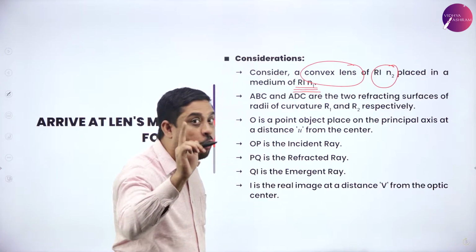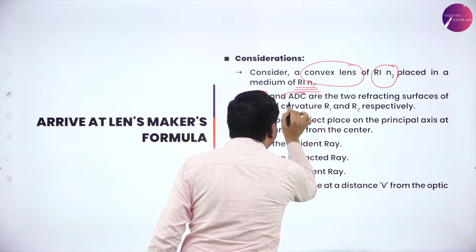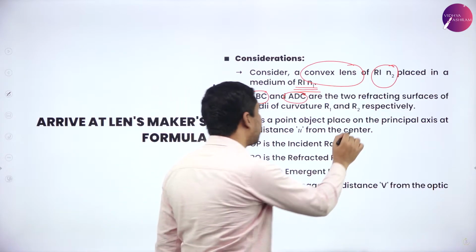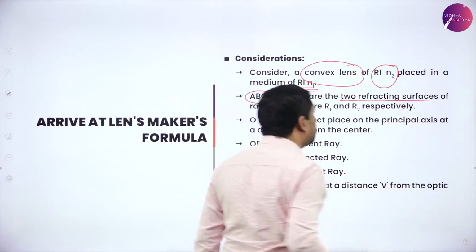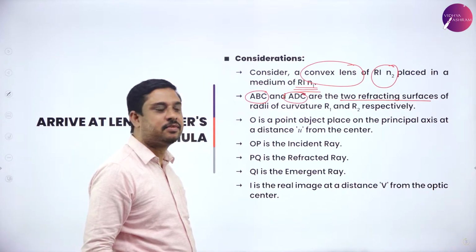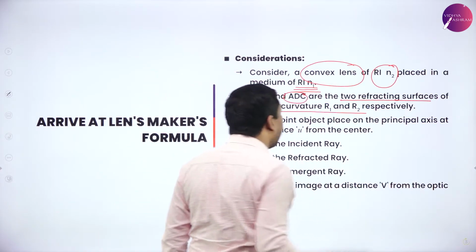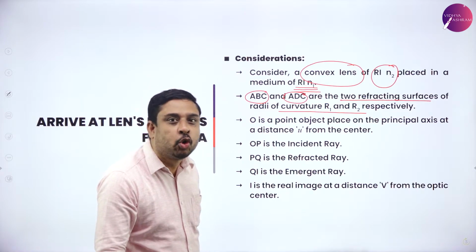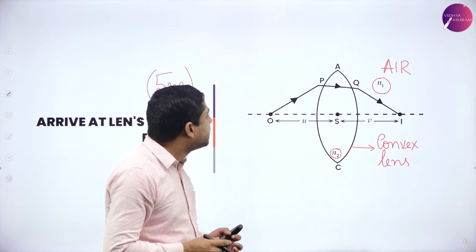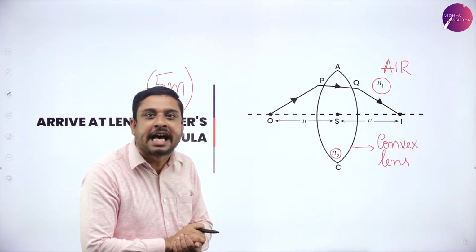This is important now. Please understand. ABC and ADC are the two refracting surfaces of radii of curvature R1 and R2 respectively. Now, the lens has two refracting surfaces.